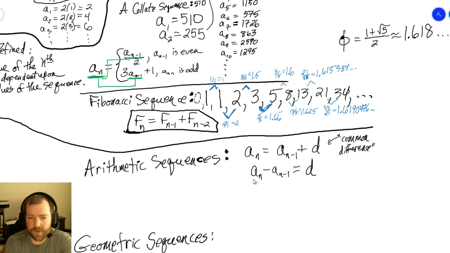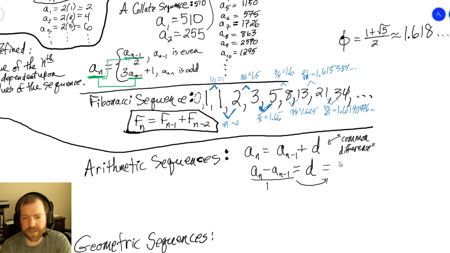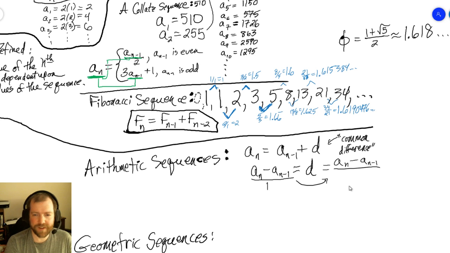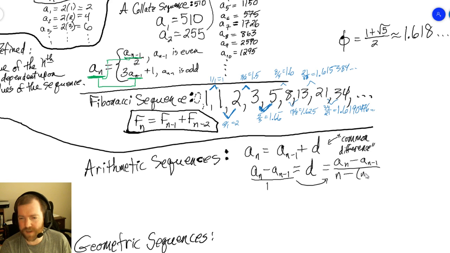So for arithmetic sequences, you've got this, which again, all you're really looking at is, if you notice, this is divided by 1. And really, this is the same as saying a sub n minus a sub n minus 1 divided by, well, what else has a difference of 1? Well, also, the indices n minus parentheses n minus 1 have a difference of 1.